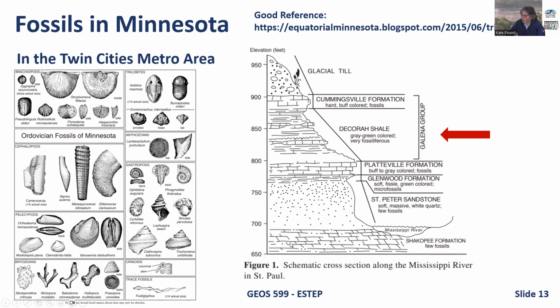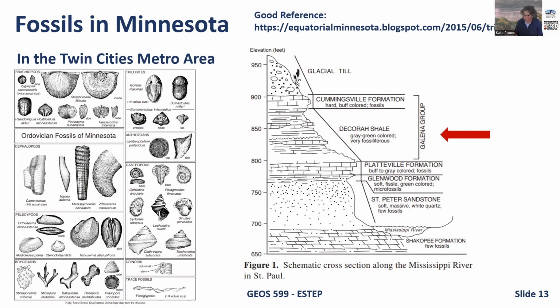So getting back to fossils in the metro area, the unit that you are most likely to find fossils in is the Decorah Shale. Now, it's a really interesting unit because it's called the Decorah Shale, but it's made up of shale, and there are limestone or limey lenses in it. And for the most part, those limey lenses are what's called a coquina, or I'll just call it a fossil breccia.